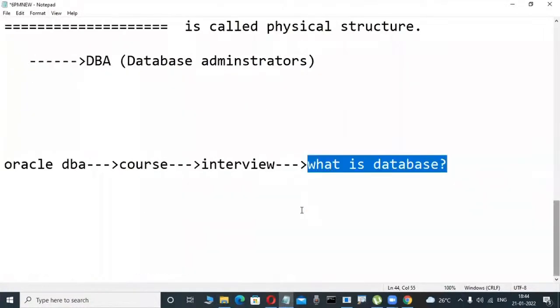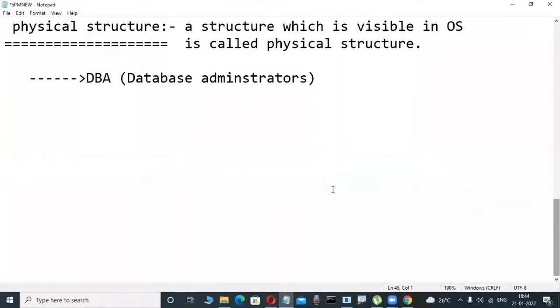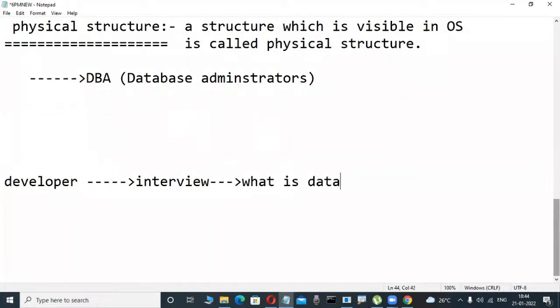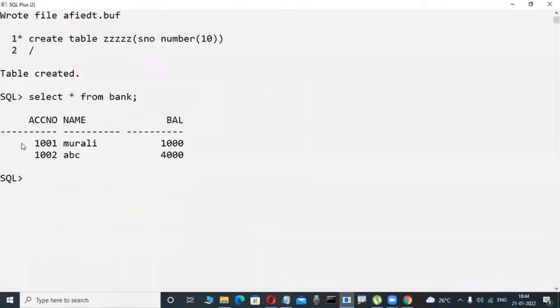Suppose I'm a developer, not an administrator: a Java developer, SQL developer, PLSQL developer, or a Python developer. These developers are attending an interview. For example, they may not ask this, but generally, what is a database? The developers answer in terms of logical structure: it is a place where we can store a structured collection of data.